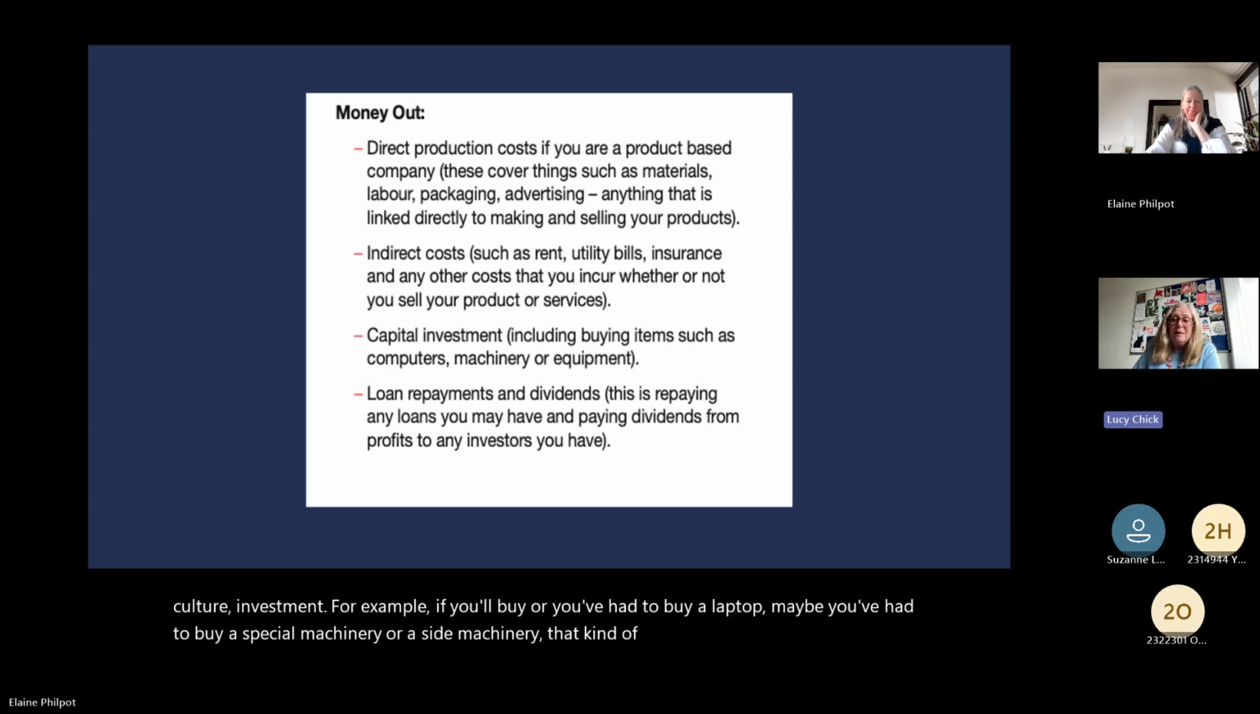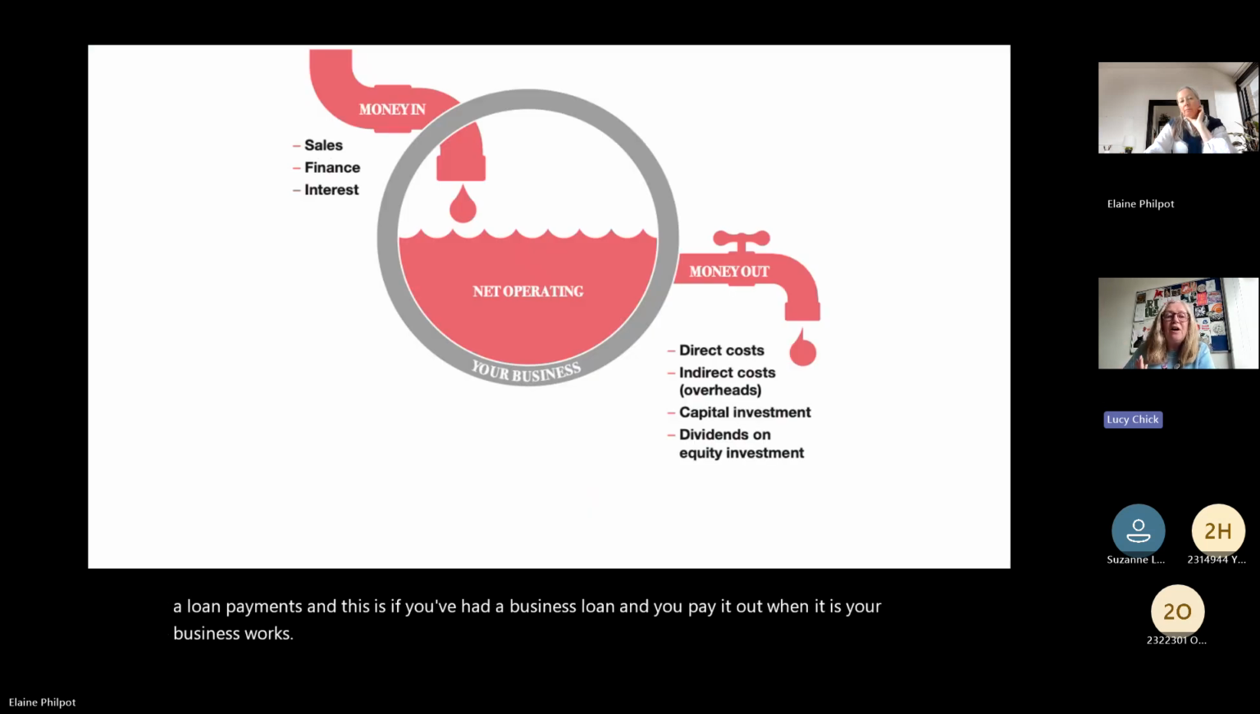Maybe you've got loan repayments, and this is if you've had a business loan and you're paying out on it as your business works. So it's kind of a diagram of what it looks like.